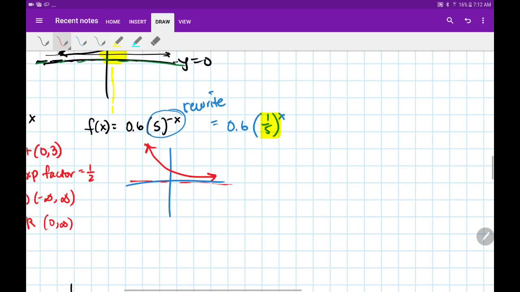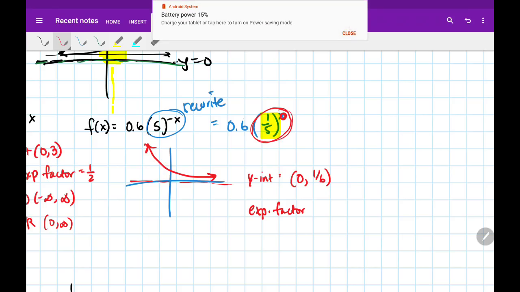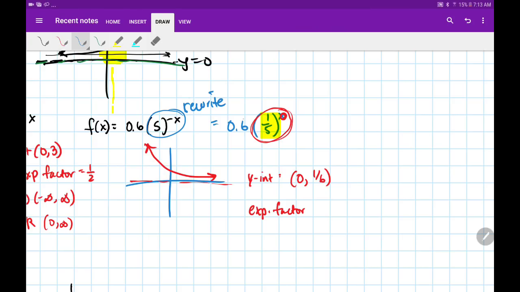y equals 0 also. So our y-intercept, setting x equal to 0, is 0.6 times 1, because 1/5 to 0 is 1. So it's 0, 1/6. My exponential factor, if you weren't being careful earlier, you would have said 5, but my exponential factor is actually 1/5. My domain is still negative infinity to infinity from left to right, and my range is still from 0 to infinity, bottom to top.